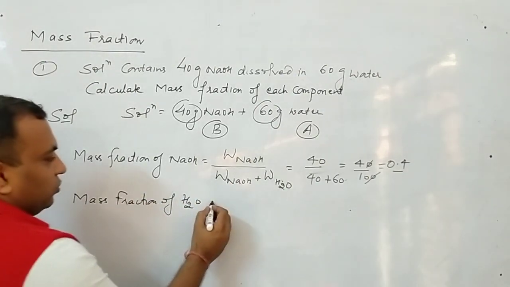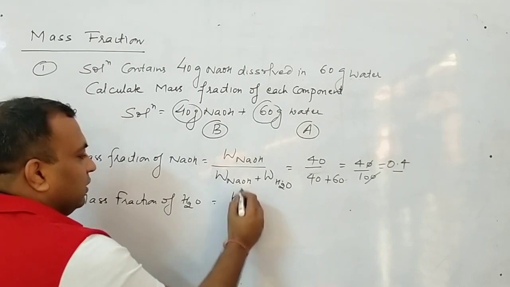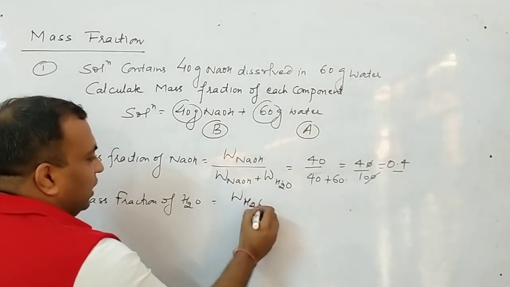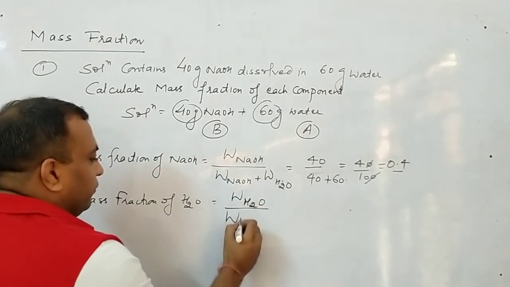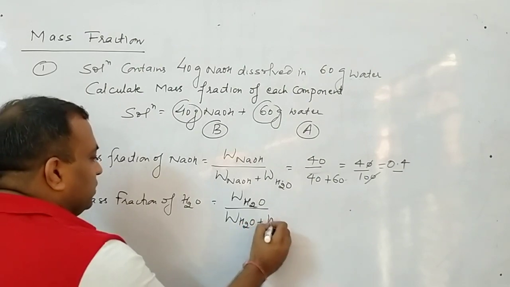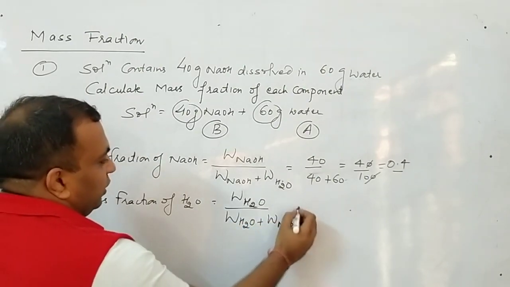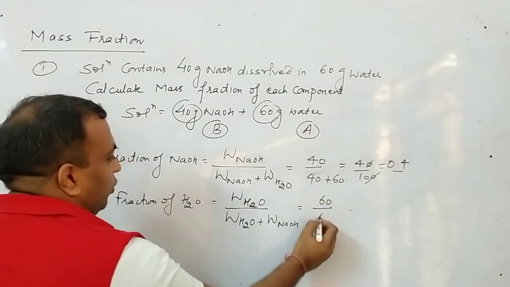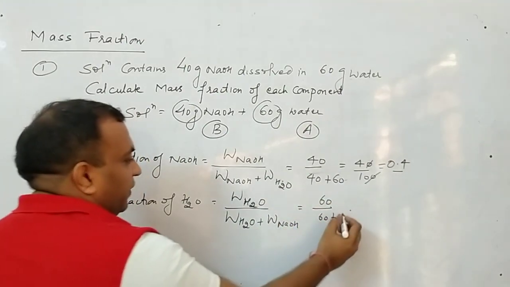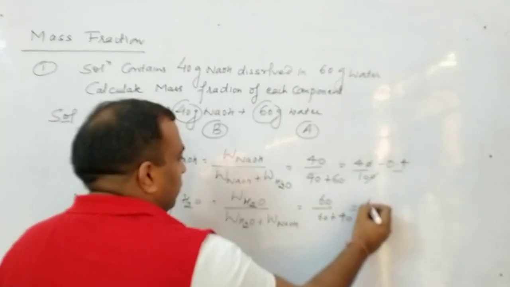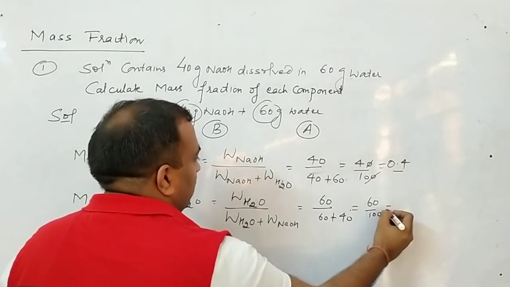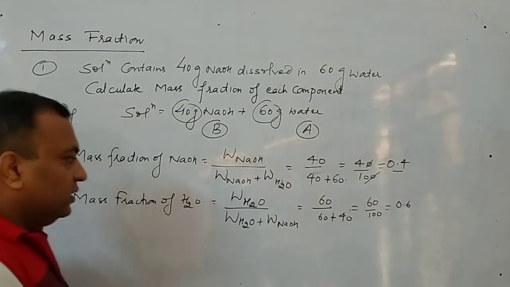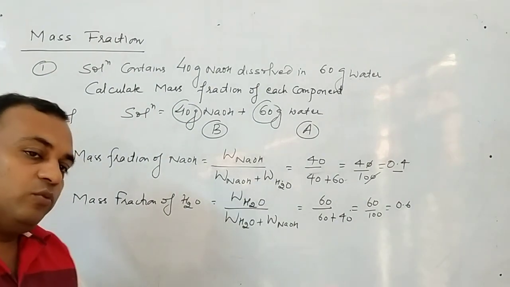There are two methods to solve. First I am using this method, that it is the ratio of mass of water upon mass of water plus mass of NaOH. See, what is the mass of water? 60 upon mass of water 60 plus mass of NaOH 40, comes out to be 60 upon 100, 0.6. This is the first method. We can use one more method.